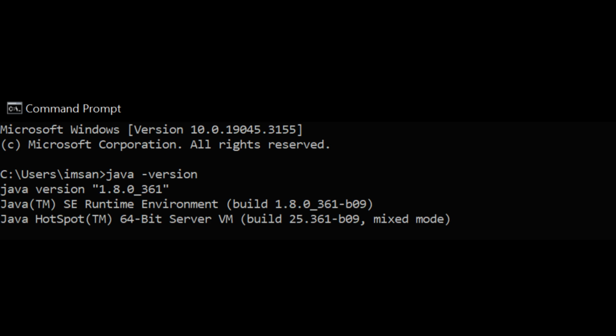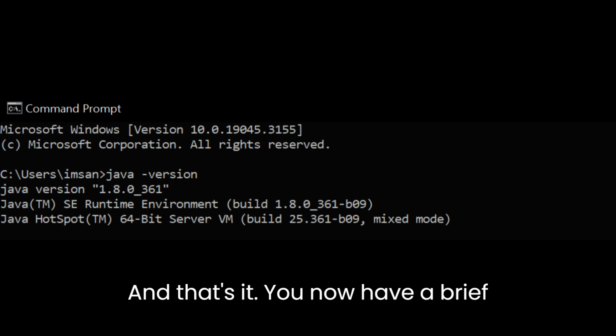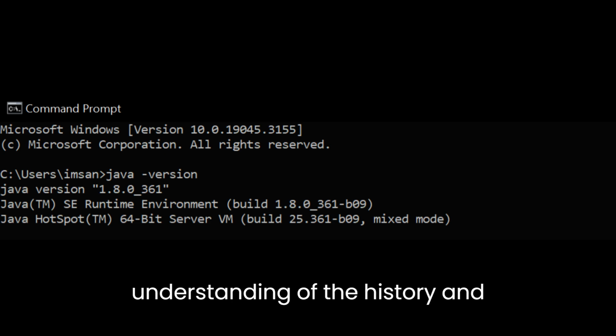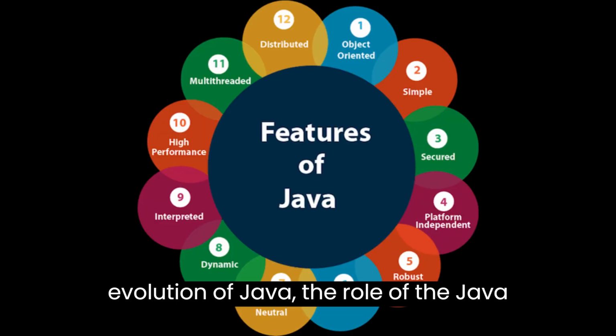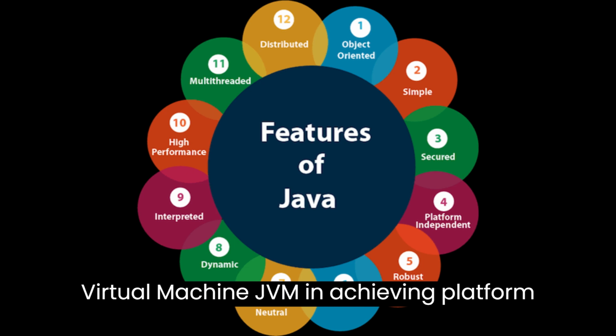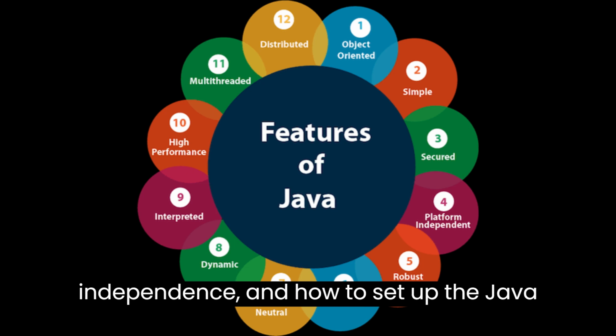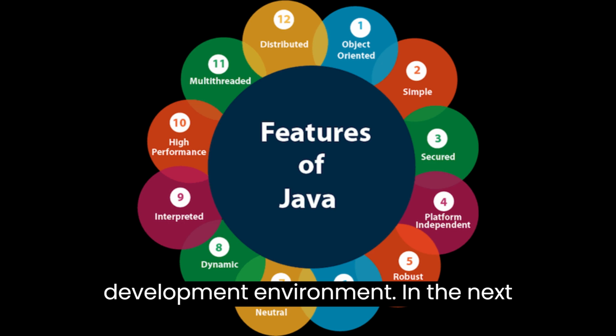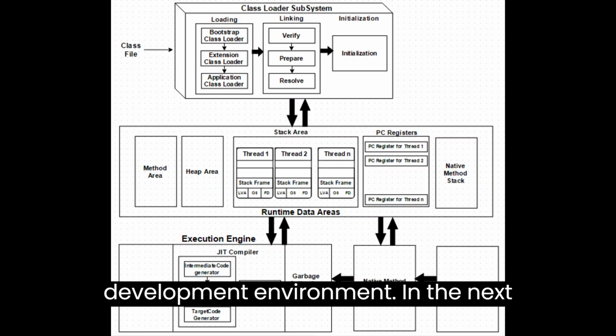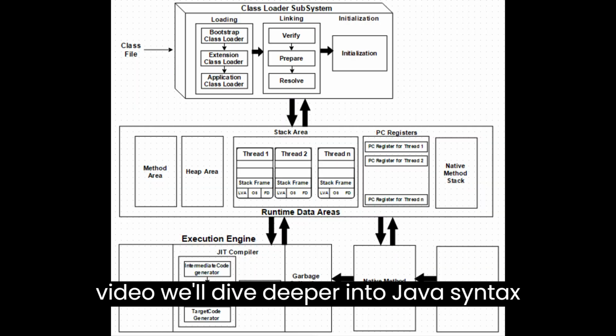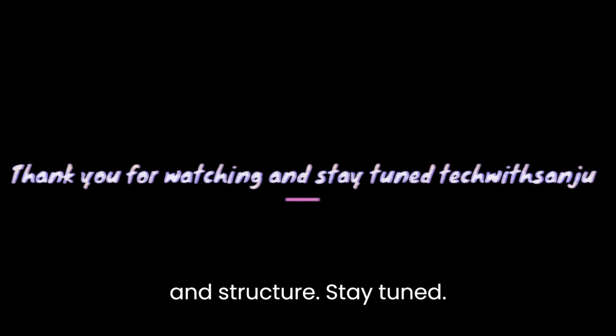Conclusion. And that's it. You now have a brief understanding of the history and evolution of Java, the role of the Java Virtual Machine, JVM, in achieving platform independence, and how to set up the Java development environment. In the next video, we'll dive deeper into Java syntax and structure.